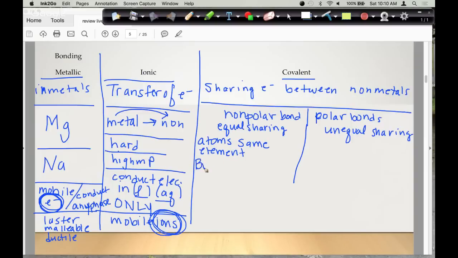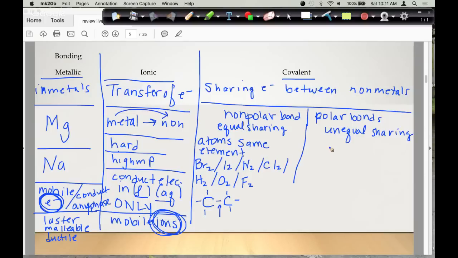Remember we said our diatomics, like Br2 has a nonpolar covalent bond, I2, N2, Cl2, H2, O2, and F2. These all have nonpolar covalent bonds. And we also have nonpolar covalent bonds in our carbon-to-carbon bonds, like in an alkane or in an alkene or in another organic compound.